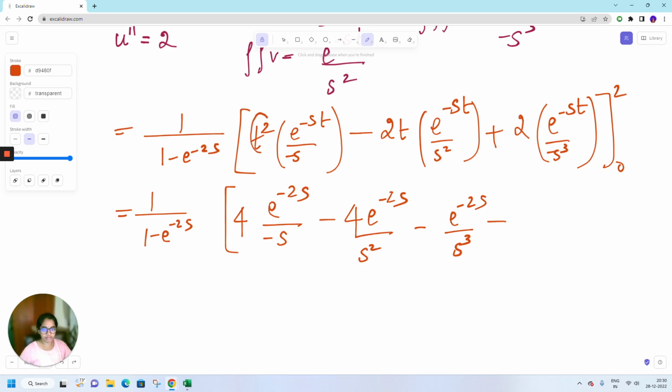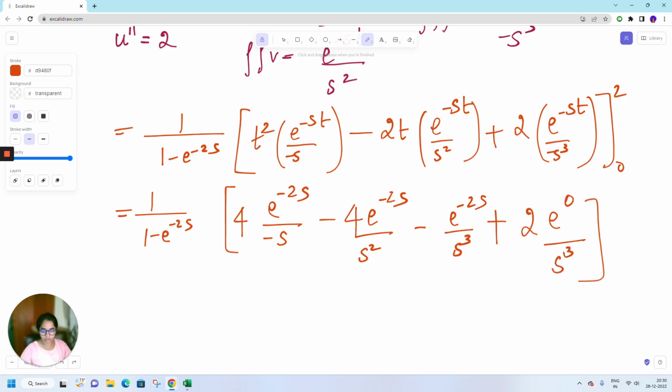Okay, lower limit would be negative. If I substitute 0 into anything, it would be 0 itself. The same case over here. If I substitute 0 here, 0 into anything is 0. What happens to the third term? We already have a negative sign here. Yes, this is a negative sign. So minus into minus would be plus 2 e power 0 divided by s cube.